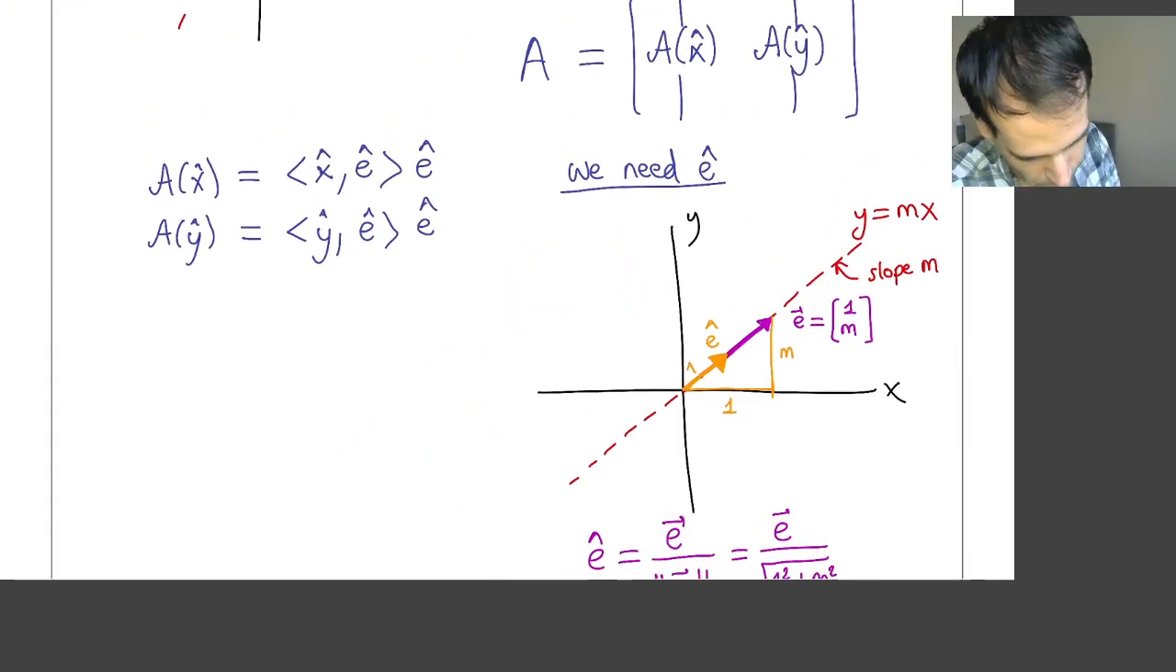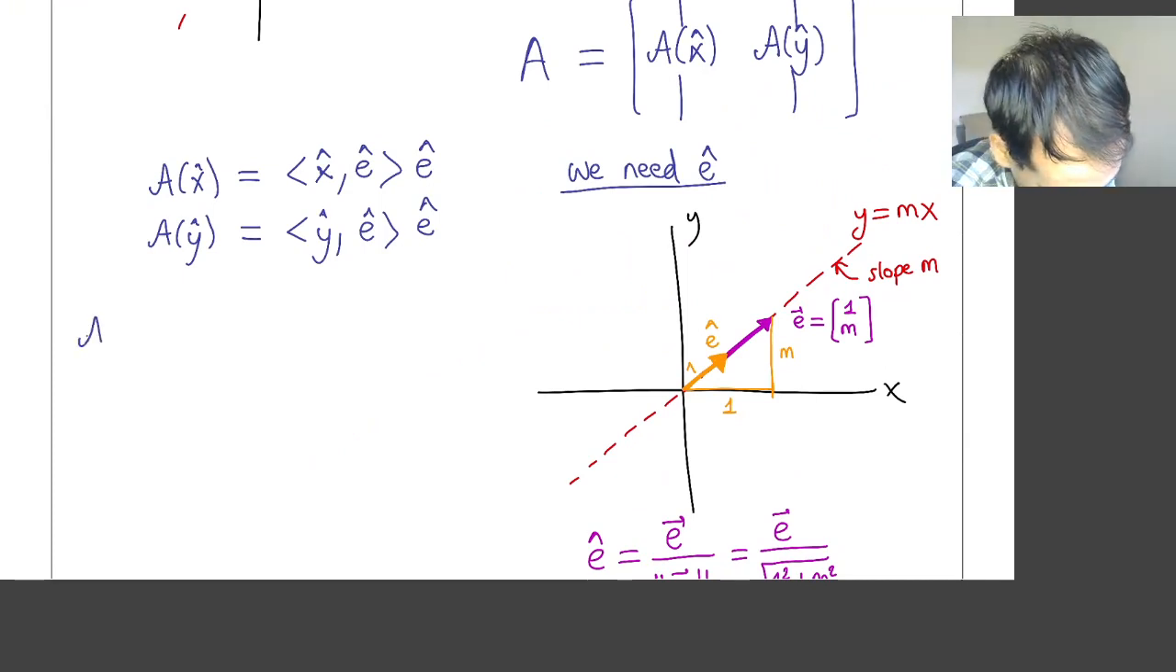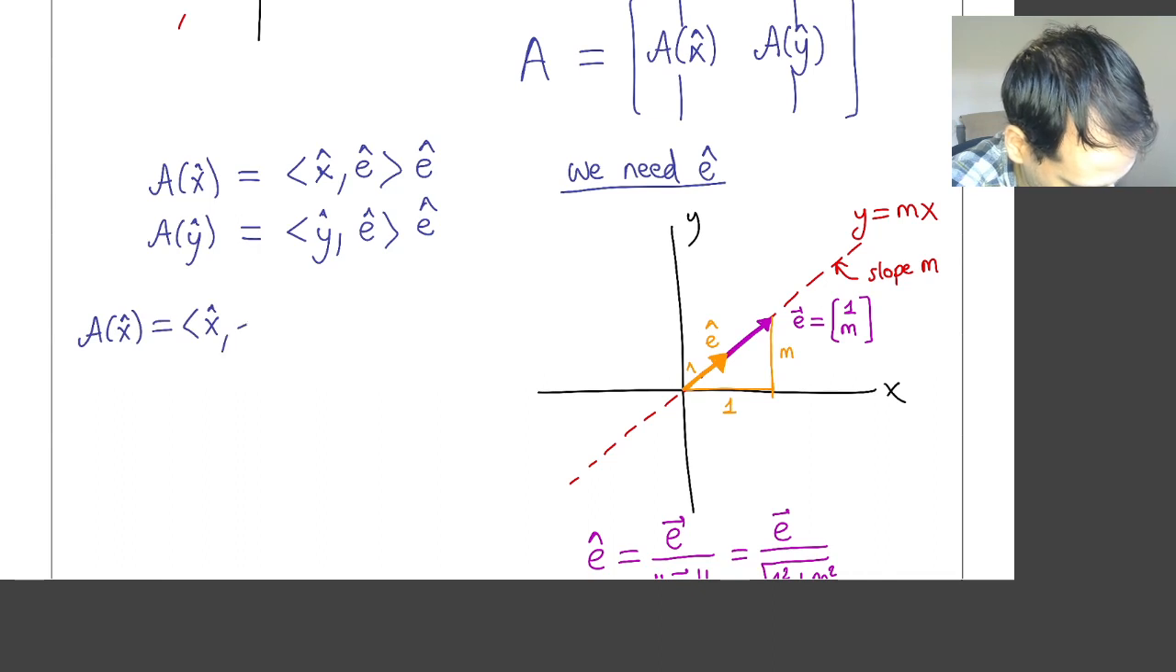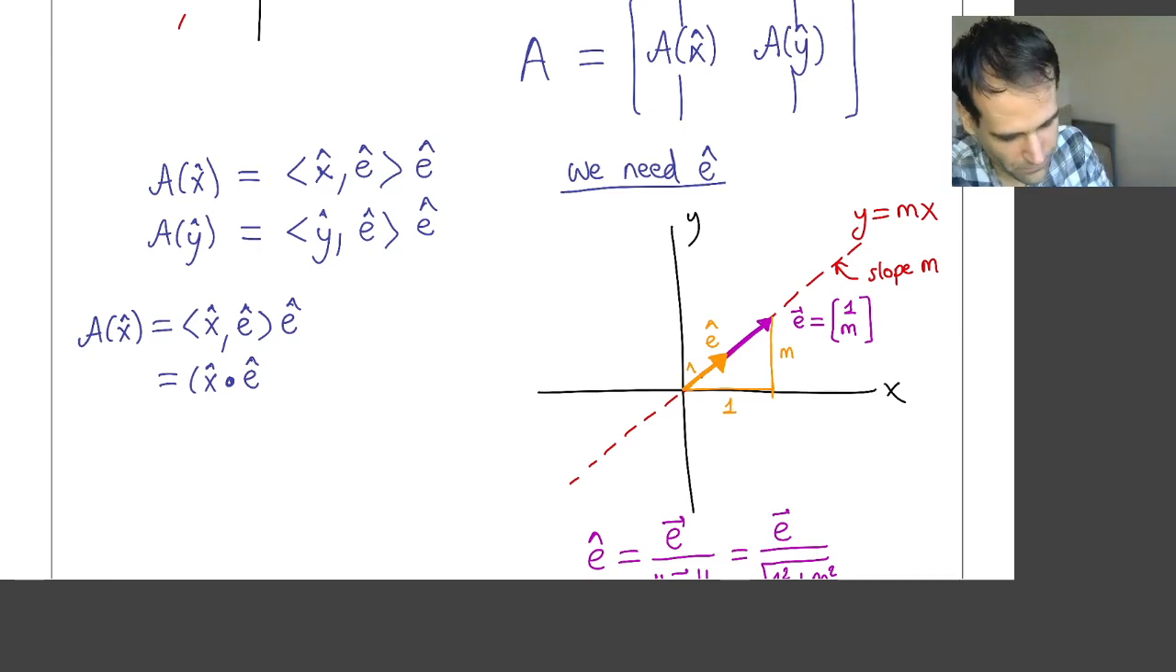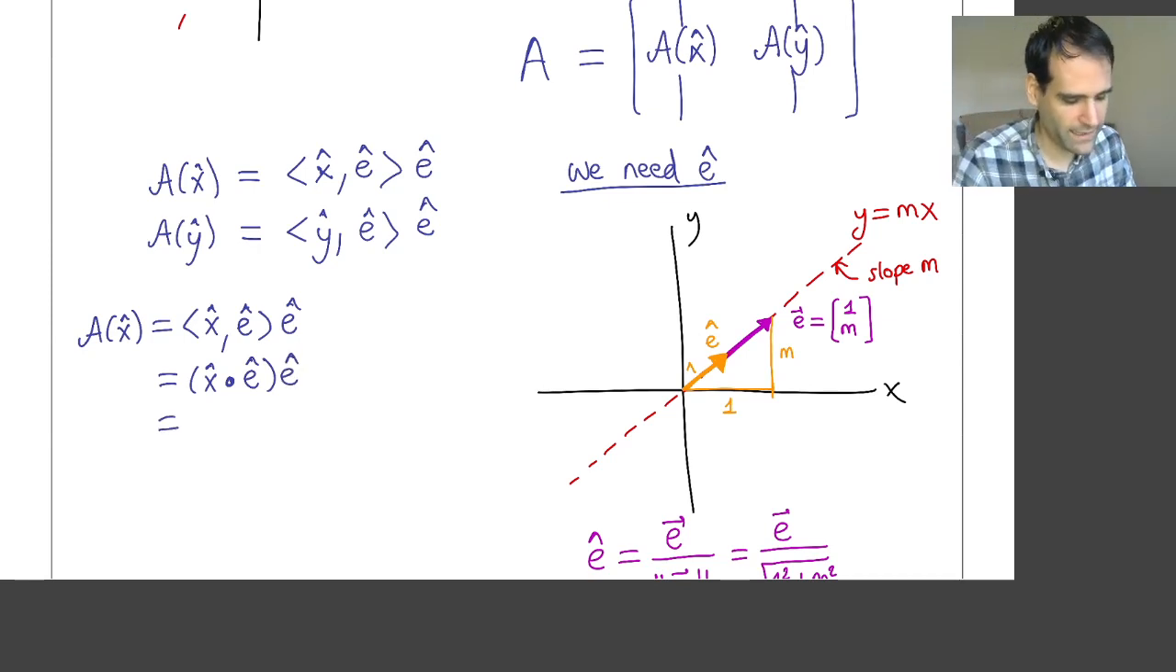So let's do it. A of x hat is equal to the inner product of x with E hat multiplied by E hat. Since we are talking about real vectors, the inner product becomes the dot product, so this will be x dot E hat. We could do the conjugate, but since E is a real vector, it doesn't matter, in the direction E hat.